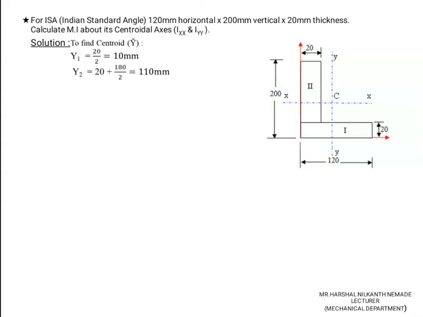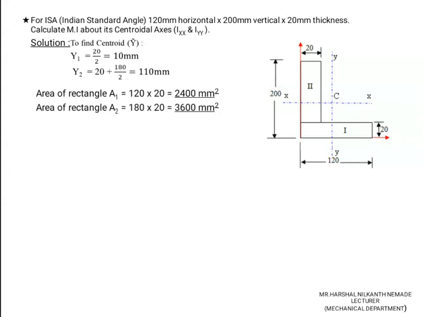To find the centroid y bar, y1 is equal to, from the bottom, 20 divided by 2, is equal to 10 mm, and y2, from the bottom, we will calculate 20 plus 180 divided by 2, is equal to 110 mm, 110 mm.